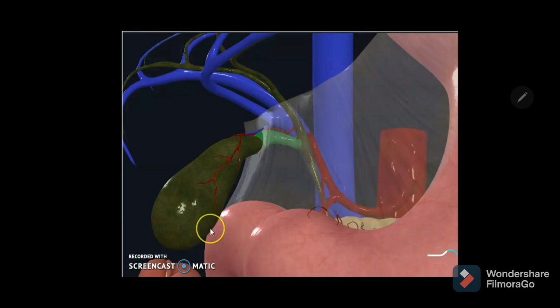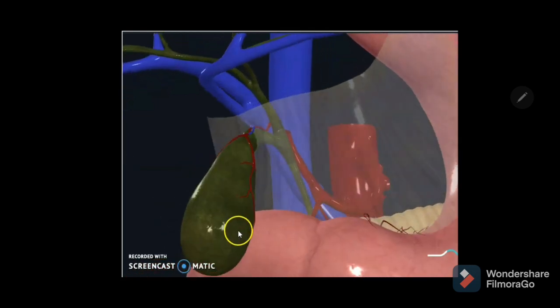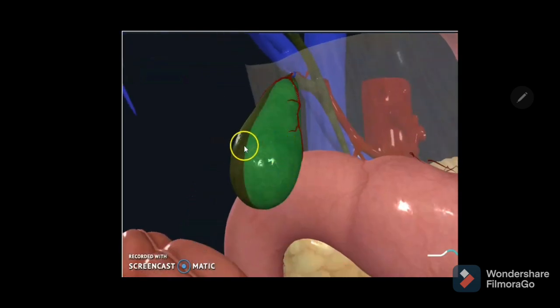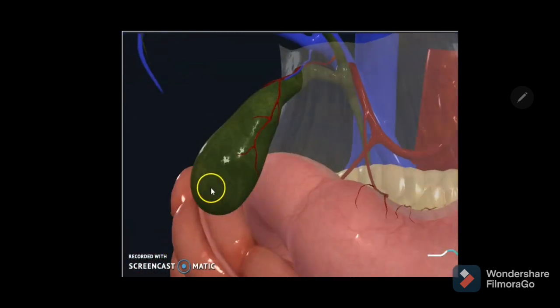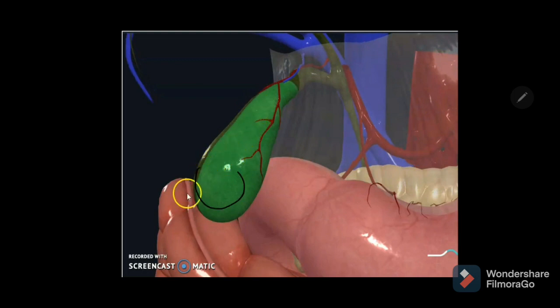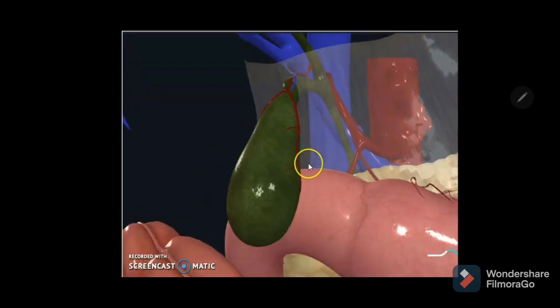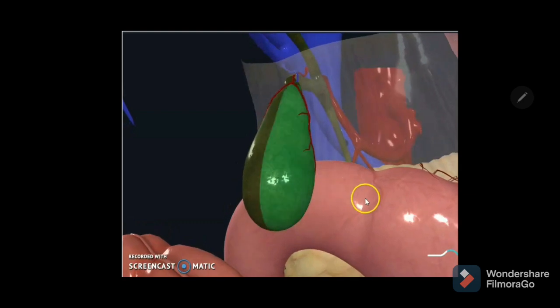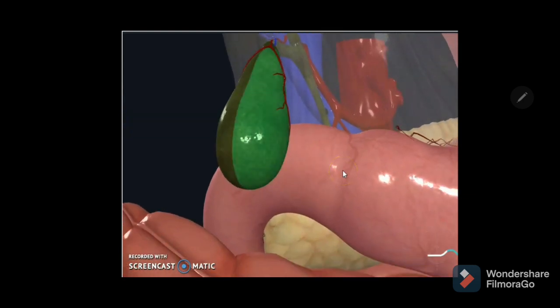You are seeing how they all are located in the right free margin of the lesser omentum. So coming to the gallbladder, what are the three parts? The fundus, body and neck. The fundus is anteriorly related to the anterior abdominal wall, posteriorly to the superior duodenal flexure, and the body anteriorly is related to the undersurface of the liver, to the right colic flexure, to the left pylorus of the stomach.